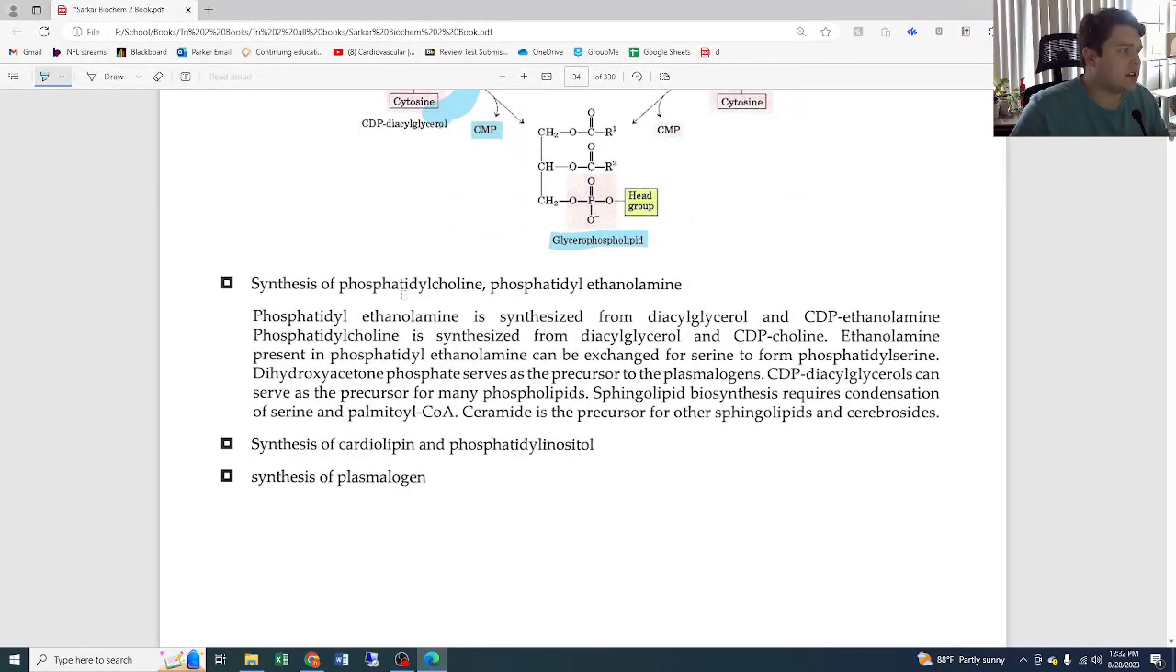So synthesis of phosphatidylcholine, phosphatidylethanolamine. Phosphatidylethanolamine is synthesized from diacylglycerol and CDP ethanolamine. Phosphatidylcholine is synthesized from diacylglycerol and CDP choline. Ethanolamine present in phosphatidylethanolamine can again be exchanged for serine to form phosphatidylserine. Dihydroxyacetone phosphate serves as the precursor to the plasmalogens.